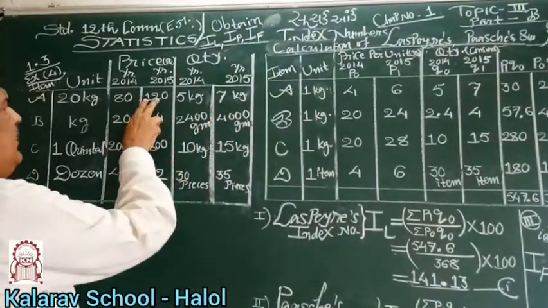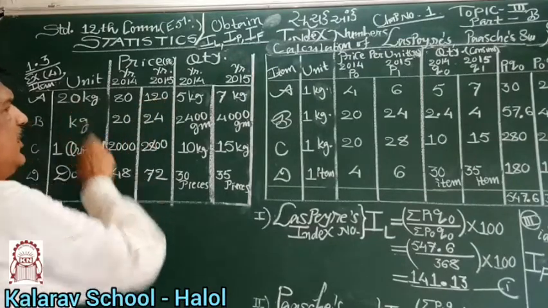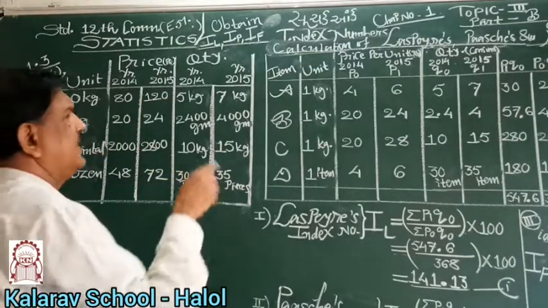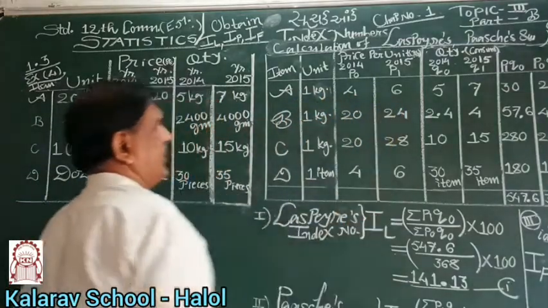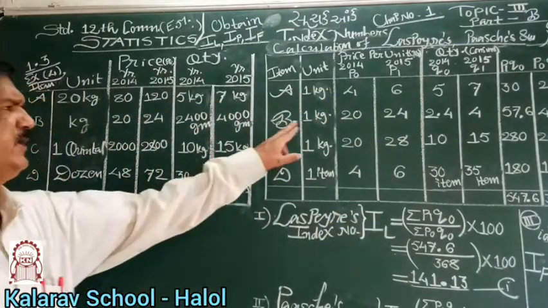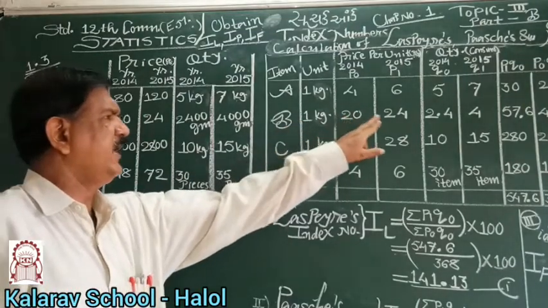Same way for the current year, 120 rupees for 20 kilograms. Per kilogram price is 120 divided by 20, rupees 6. Item B is given in terms of 1 kilogram. Therefore, it remains as it is, 20 and 24.